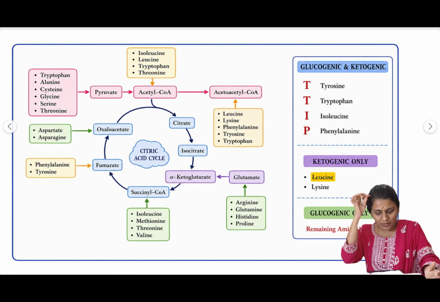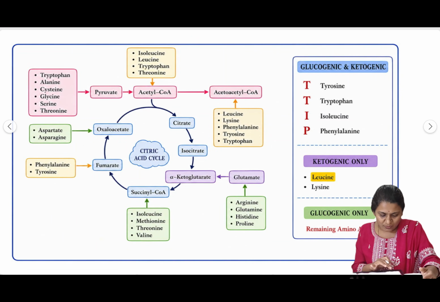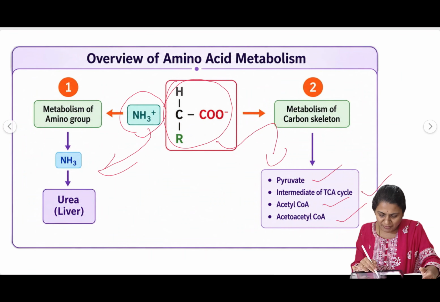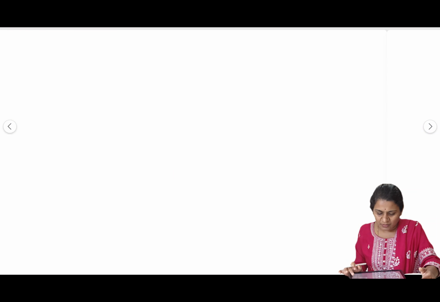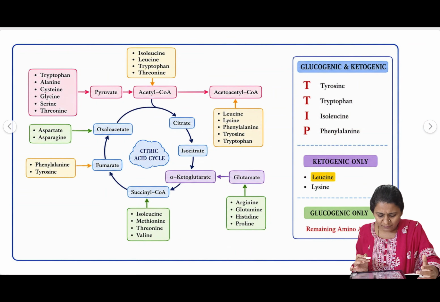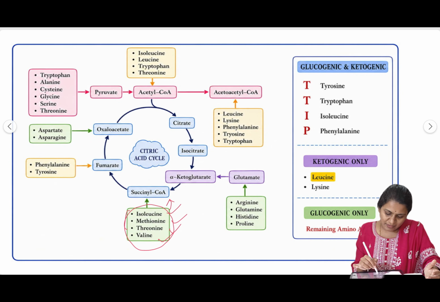Next, I have already told you there are a few amino acids where a carbon skeleton is left during amino acid metabolism. Now what is happening? This carbon skeleton of a few amino acids, what will they form? For example, isoleucine, methionine, valine and threonine, after their metabolism, are going to produce succinyl CoA. So again this Krebs cycle continues.